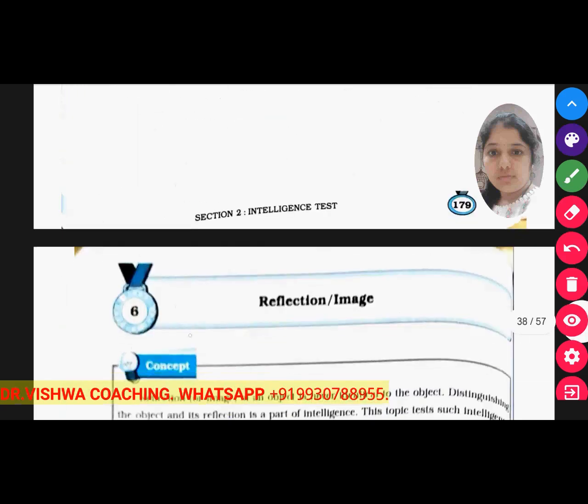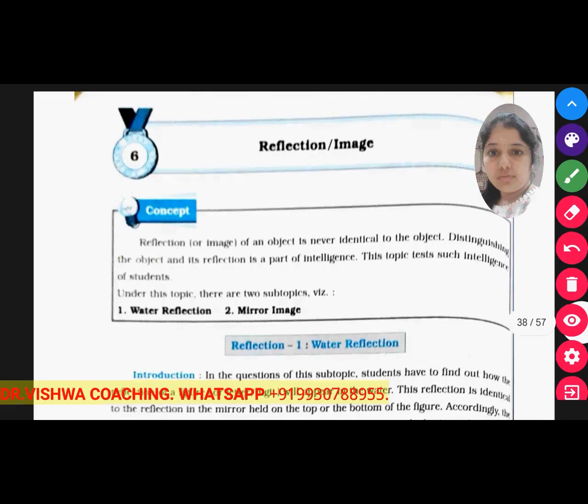Now like this you can try and solve. We will take reflection and images in the next class.